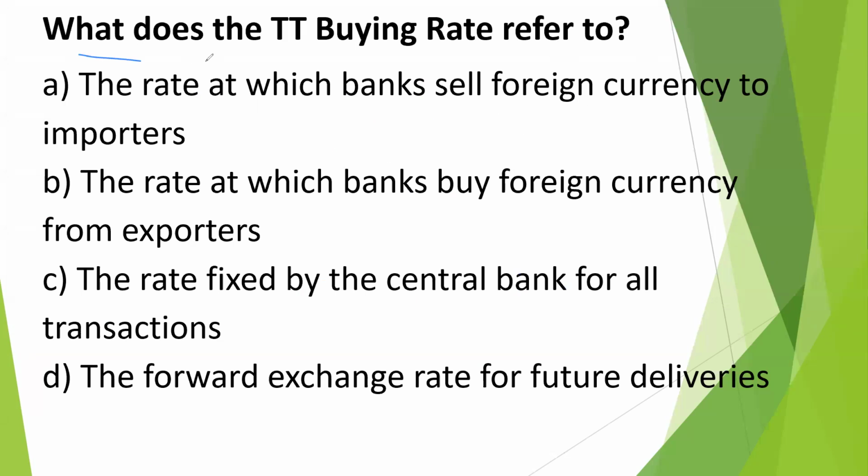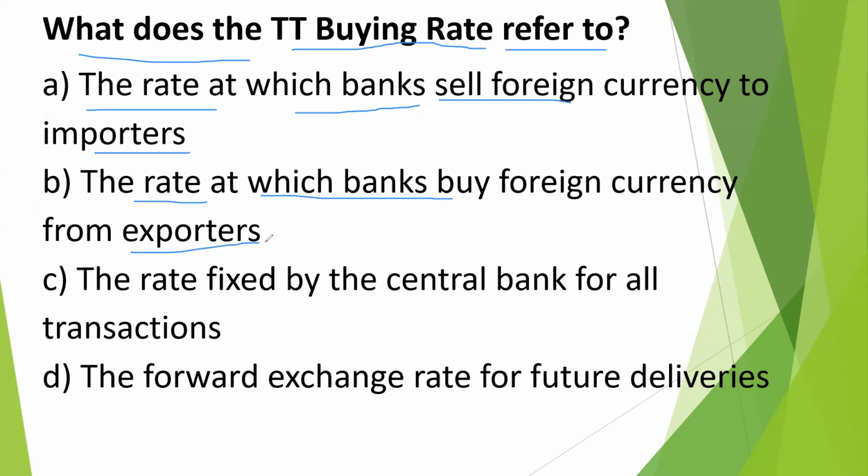So here we'll see what does the TT buying rate refer to. First, the rate at which banks sell foreign currency to importers. Second, the rate at which banks buy foreign currency from exporters. Third, the rate fixed by the central bank for all transactions. Fourth, the forward exchange rate for future deliveries. So you have to tell what is the TT buying rate. Let's see what is the correct answer.